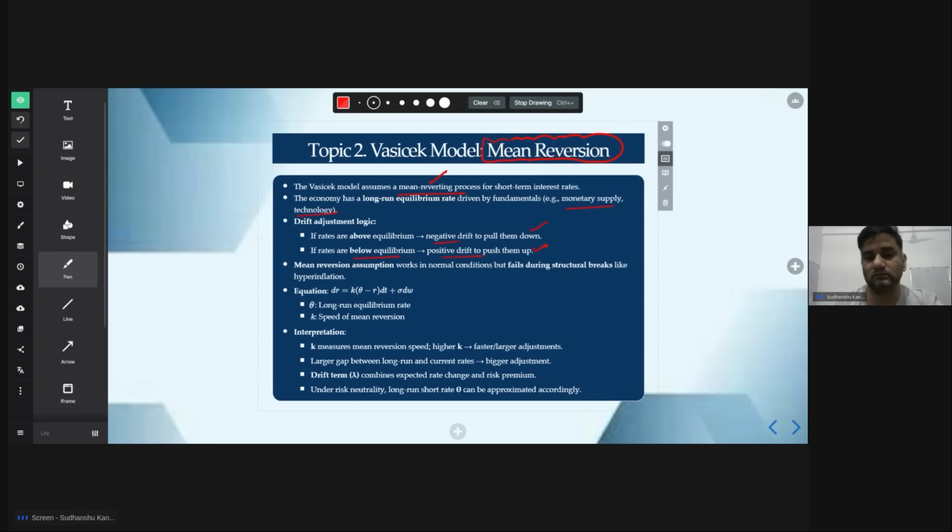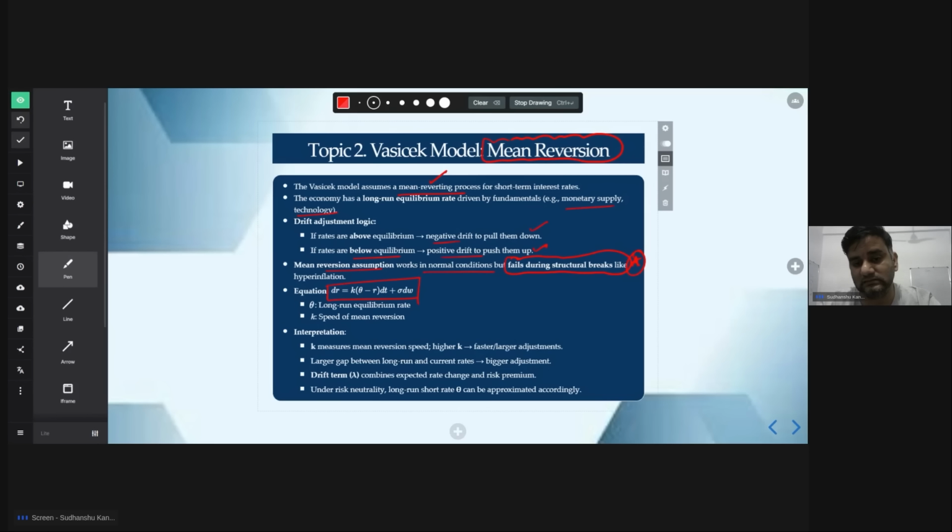What's the formula? dr is equal to k(theta minus r)dt plus sigma dW, where theta is the long run equilibrium rate, k is the speed of mean reversion, and sigma dW is your random shocks, which is the same as we have studied earlier. The mean reversion assumption works in normal conditions but fails during structural breaks, right? Important point from the exam perspective. You should know where the model fails. When you look at the interpretation of each term here, please understand very clearly what we are trying to build.